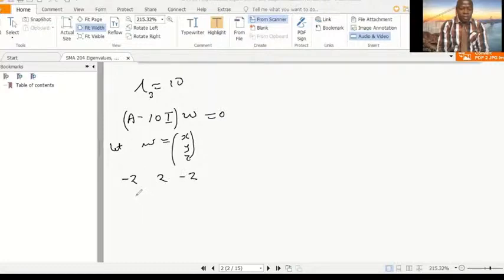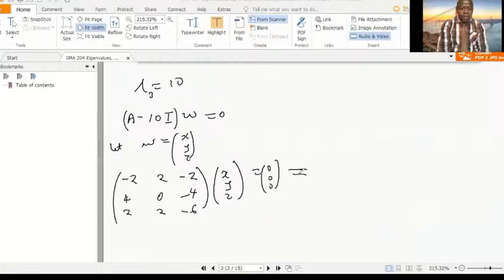You already have it, so just subtract 10, and this will be 4. This will give us 0. And this will give us negative 14. And you subtract 10 from the leading diagonal, not from the entire row. Just from the leading diagonal. So this remains negative 4. And then you have 2, 2, and then 6. Times x, y, z equals 0, 0, 0.